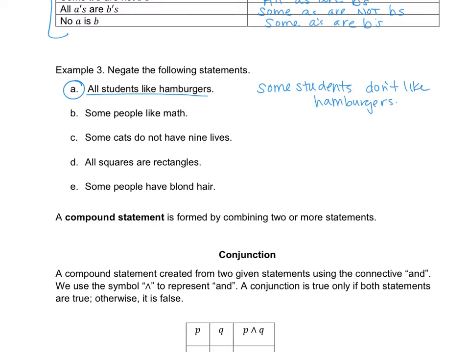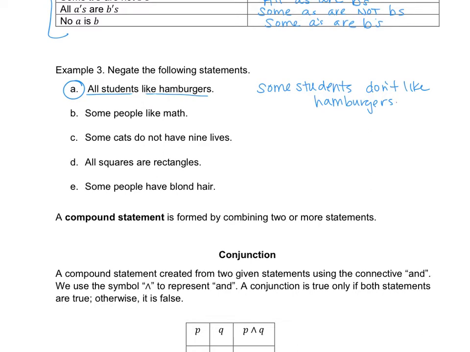If I told you it's true that all students like hamburgers, then the statement some students don't like hamburgers would have to be false, because we just said that all students do like hamburgers. Let's go the other way as well. If it was false that all students like hamburgers, then it would for sure be true that some students don't like them, because that's what makes that statement false. So you can see that they're always going to have opposite truth values.